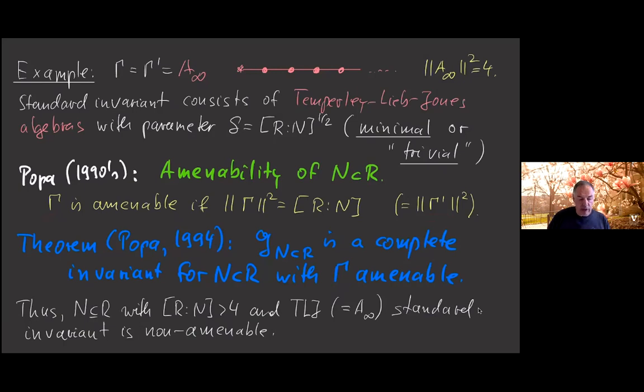And what I want to point out is that if you take a subfactor of the hyperfinite II_1 factor whose index is bigger than 4, that has just trivial or minimal standard invariant, well then by this theorem, it must be non-amenable, right? Because the graph norm is 4, but the index is bigger than 4, so it's not amenable, okay? And so in that case, we have no idea whether the subfactor is classified by the standard invariant or not, and most likely it is not. And that's kind of the topic of my talk, okay? Any questions about this?